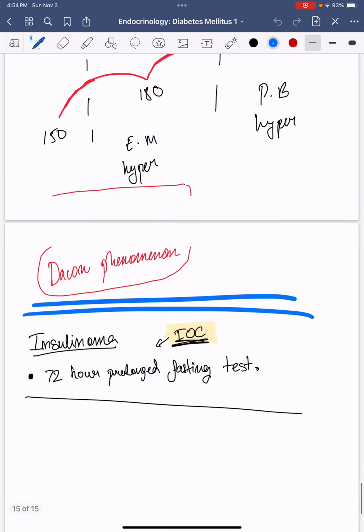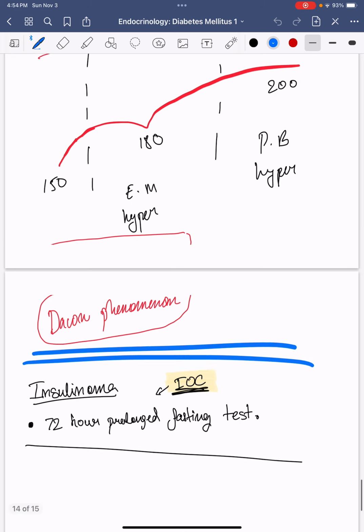And this is just a small tidbit. For insulinoma, the investigation of choice will be the 72-hour prolonged fasting test.